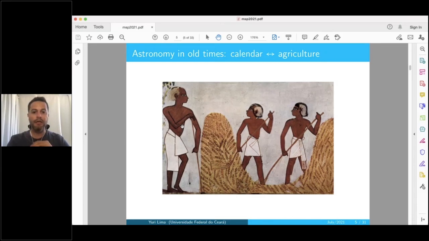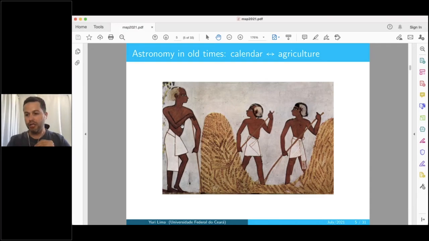For instance, you can start the plantation at a time in which you have more rain, or the necessary quantity of rain, so that the seed can grow in a better way, and then you can harvest the fruits or the products at a better moment as well. So this is a picture also from the Egyptians, which shows them harvesting wheat.